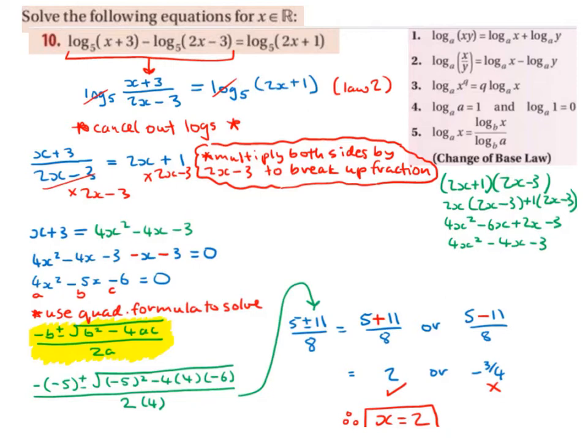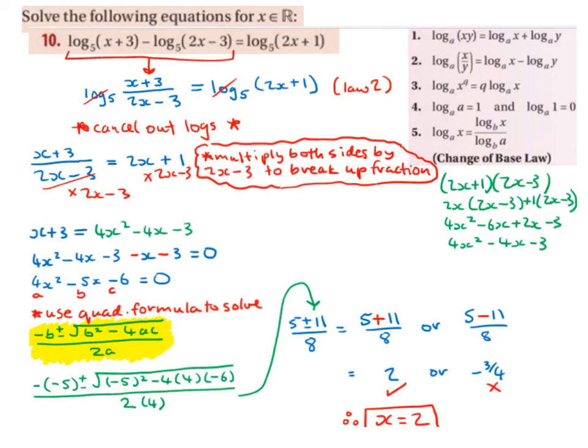Now since we have log base 5 on either side, we can just cancel out the logs. Log base 5, cancel out both of those. So we end up with x plus 3 divided by 2x minus 3 on the left hand side of the equal sign and 2x plus 1 on the right hand side of the equal sign.